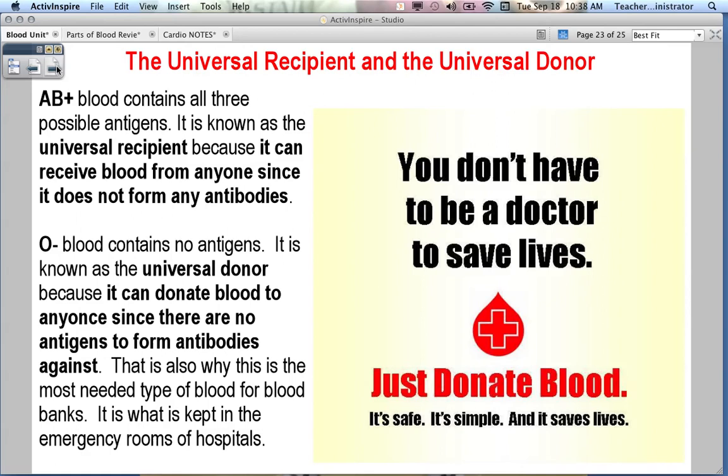And the reason why is because O negative lacks all the antigens on its blood. So it'd be like giving you blood that doesn't have any protein markers on it. So there's no way your body can recognize it as being foreign and attack it. So that's the one that they're always begging for in the hospital so they can use them in emergency situations.